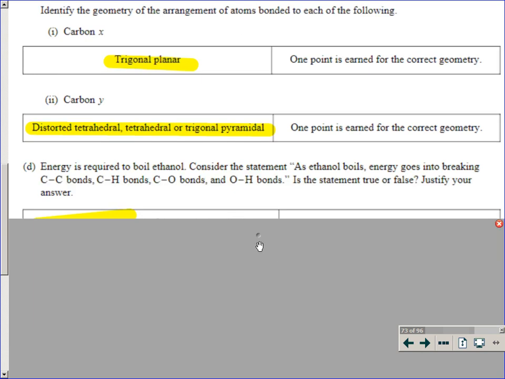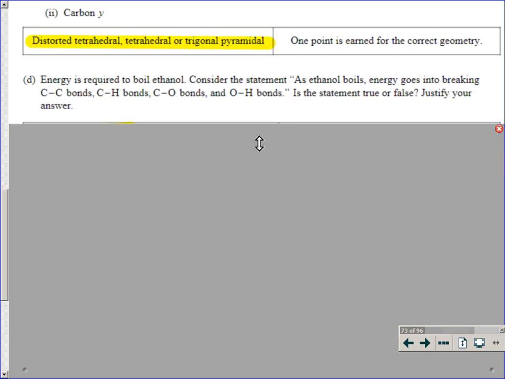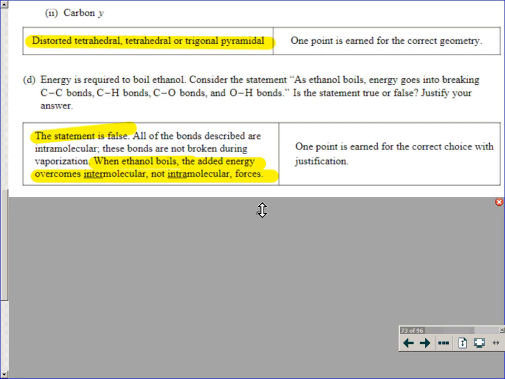Okay, so is this true or false? 100% false. You don't break bonds, right? Physical process. That would be a chemical process. Chemical processes will break bonds. We don't even say break IMF. Don't use the word break unless you mean it. So we want to say the words overcome IMFs. So 1 point for saying the statement is false with your justification.